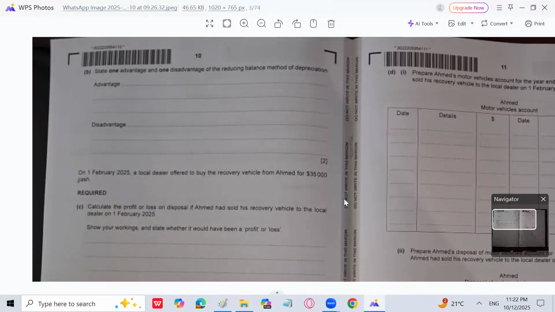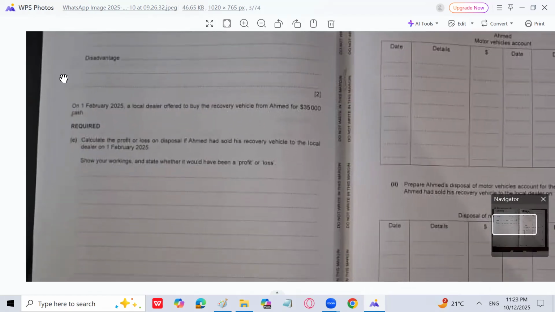Secondly, if you have technological assets, they used to reduce their value more in early years and less in later years. So then obviously reducing balance method will give you more accurate depreciation. Secondly, in straight line method, the depreciation will remain constant, whereas in reducing balance method, every year the value of depreciation will decrease. So expense will also decrease with the passage of time, even for the next year, and that will give more profit also. So let's move forward.